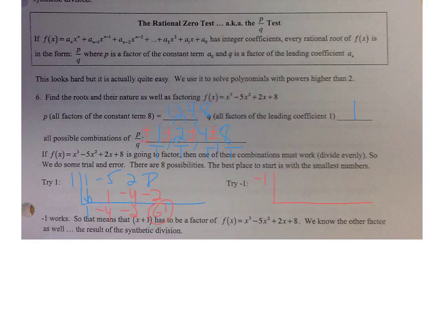Let's see. I'm going to bring down the terms. 1, -5, 2, and 8 again. Bring down 1, -1. That gives me -6. That gives me +6, which gives me 8, which is -8, which gives me 0. So that tells me that -1 is a factor.